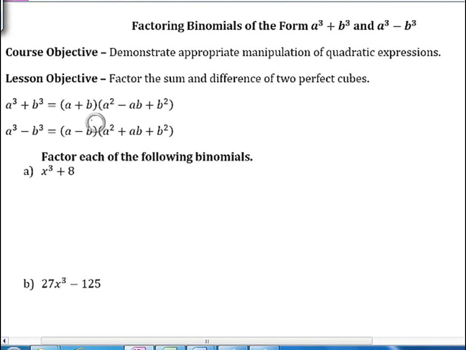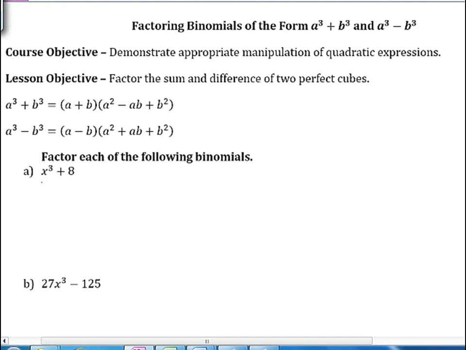And there's some patterns that go along here. When you have the sum of two perfect cubes, the first parentheses always has a plus b. When you have the difference, it's a minus b. And then the form of the a's and b's are all the same. It's basically just the signs that you have to keep straight. When you have the sum, the first grouping is the sum, and then you change the sign for this middle term ab, and the b squared is positive in both of them. So that's a little pattern that you can follow when you're memorizing.